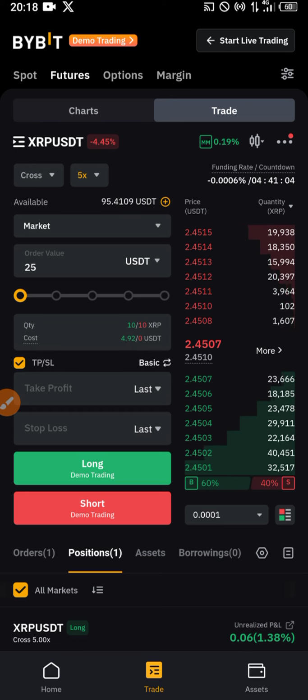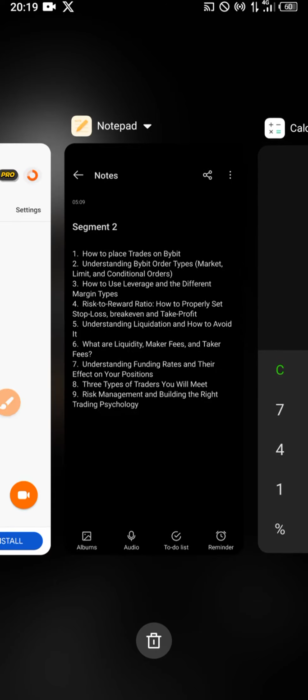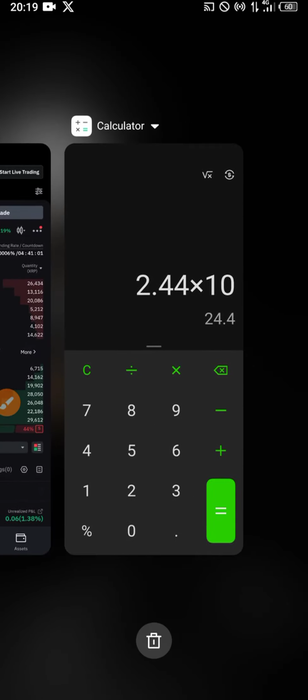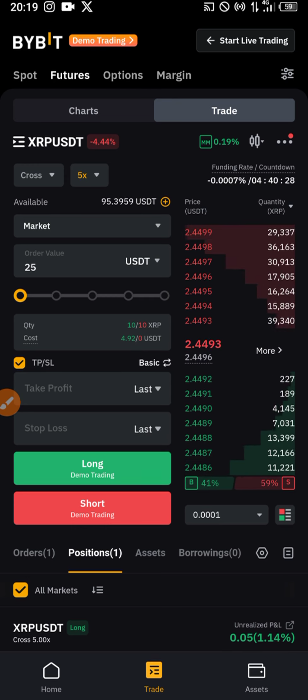So we have on the list liquidity, maker fees and taker fees. Now let's simplify. Liquidity is how easily something can be bought or sold. That's the simplest definition I know. For example, Bitcoin has high liquidity. Why? There are a lot of buyers and sellers, so you can buy or sell quickly. But a small unknown coin might have low liquidity, so it's harder to buy or sell without waiting.